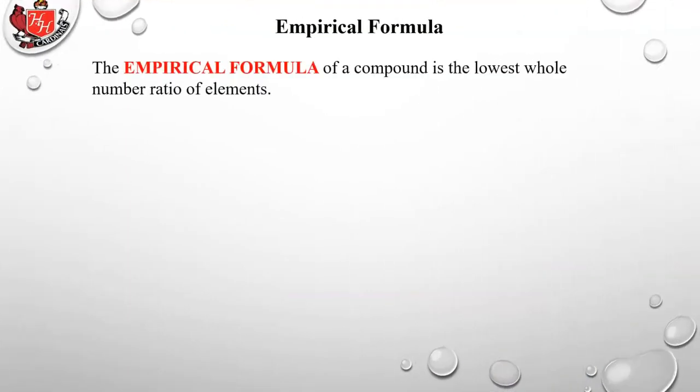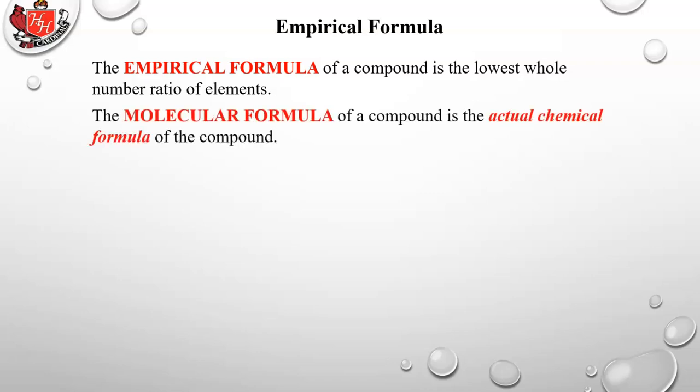Now, empirical formula of a compound is the lowest number ratio of elements. The molecular formula of a compound is the actual chemical formula of the compound. So I'm going to tell you right now, there is no such molecule or compound CH. It's simply saying that there's 1 C for every 1 H.